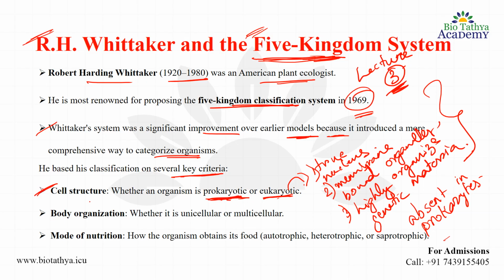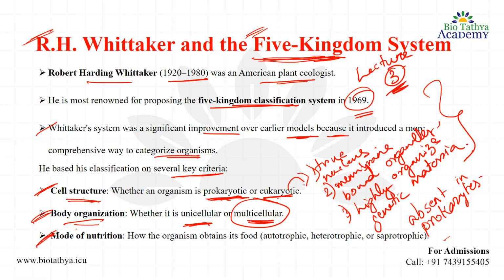So this was the first basic criteria on which he worked, and he first classified and divided them on the basis of cell structure. Then he came to body organization. How was the body organized? Either it was unicellular or it was multicellular. If it was more than one cell, then he kept it in the multicellular kingdom, classifying them as multicellular organisms. If it was a single cell, then he kept it as single celled organisms.